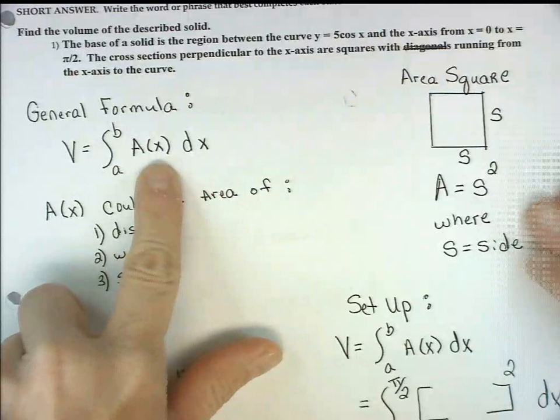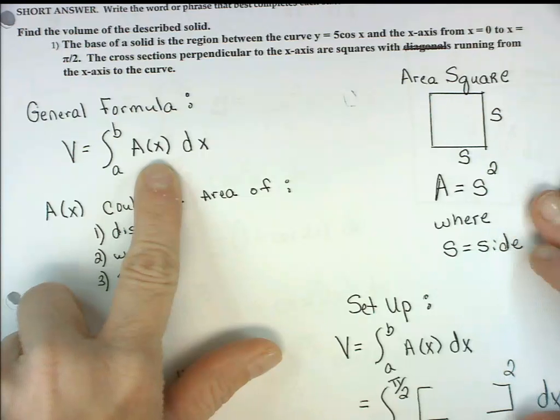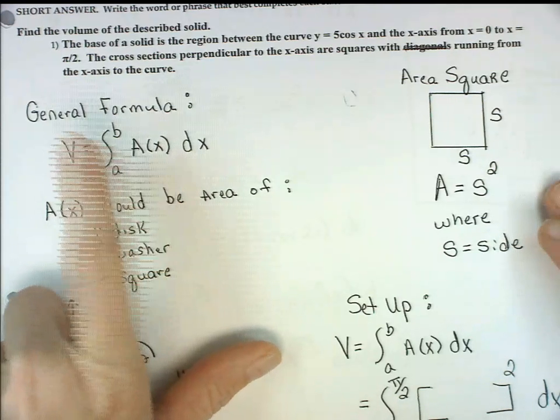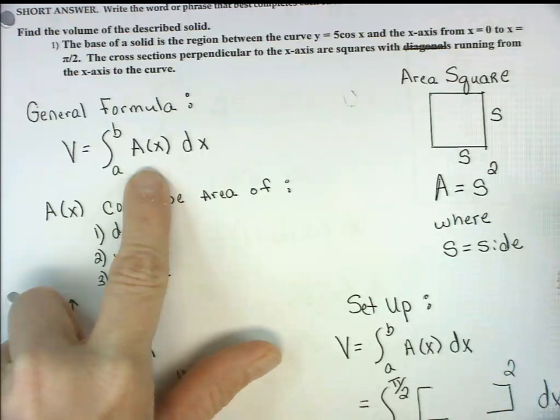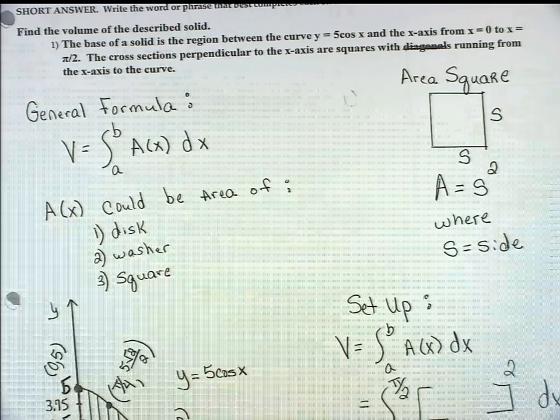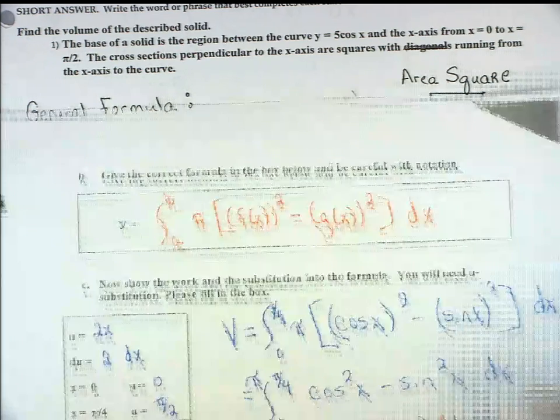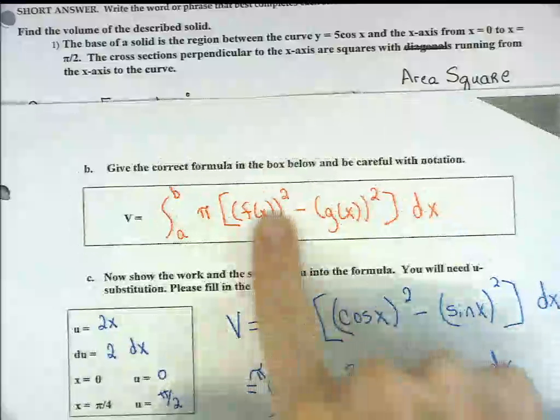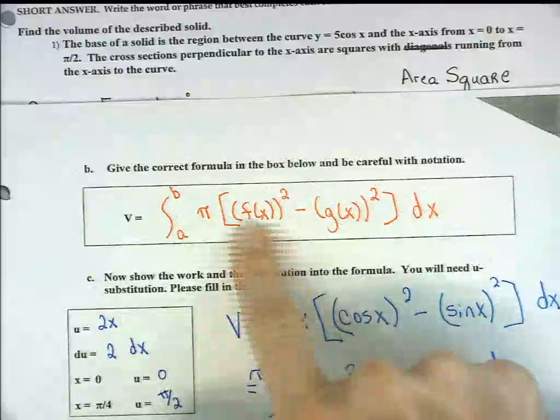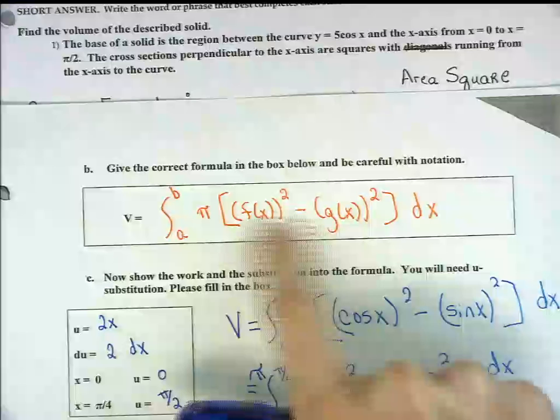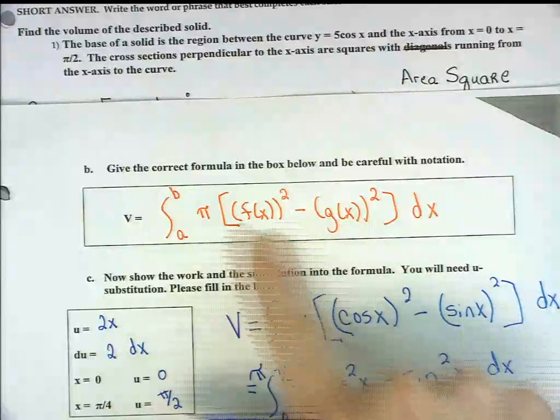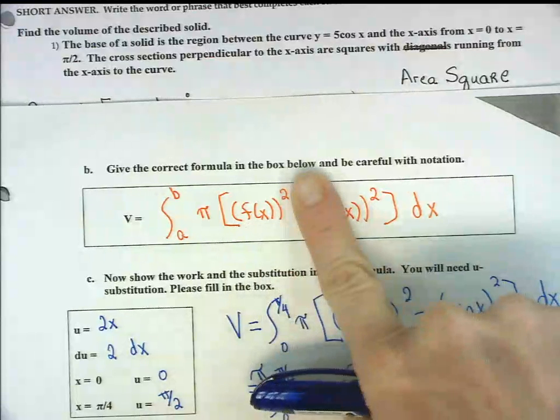area of the cross section. So if our cross sections are discs, f of x squared. If the cross section is a washer, then when it's a washer, A of x is replaced by the washer formula as opposed to just the disk formula.